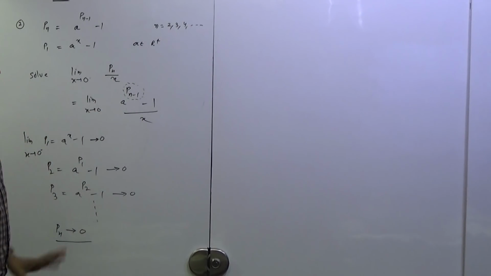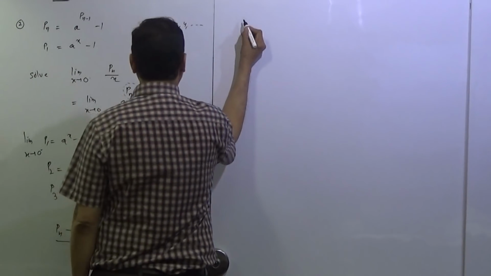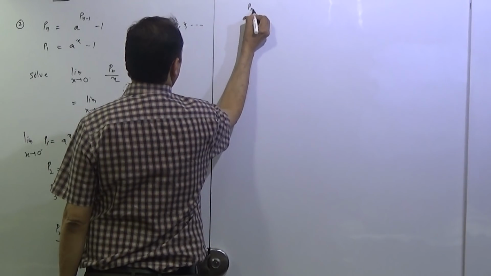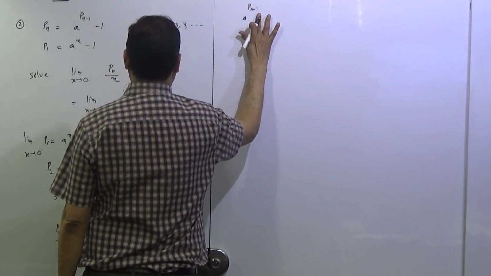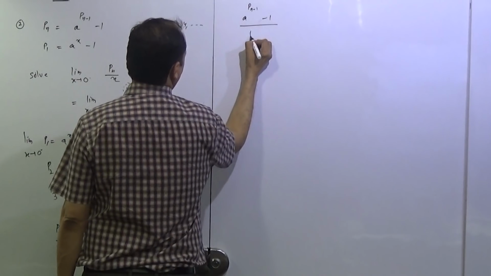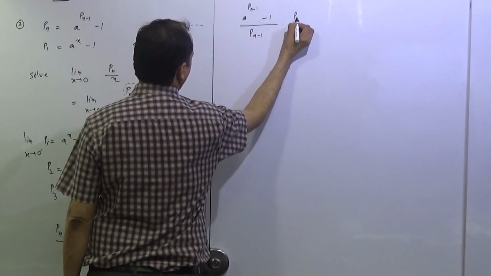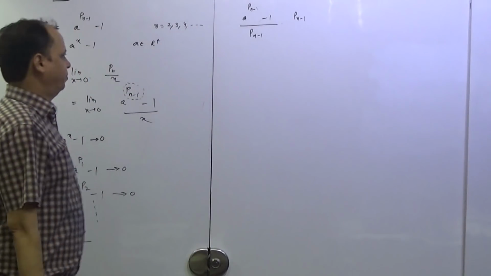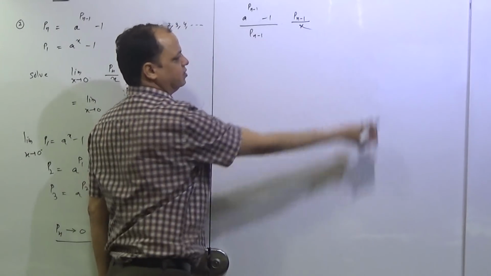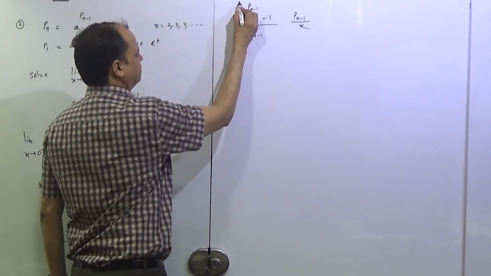So let us start solving this question now. a raised to power p(n minus 1) minus 1, divided by p(n minus 1), multiplying by p(n minus 1) by x. Now what is it?